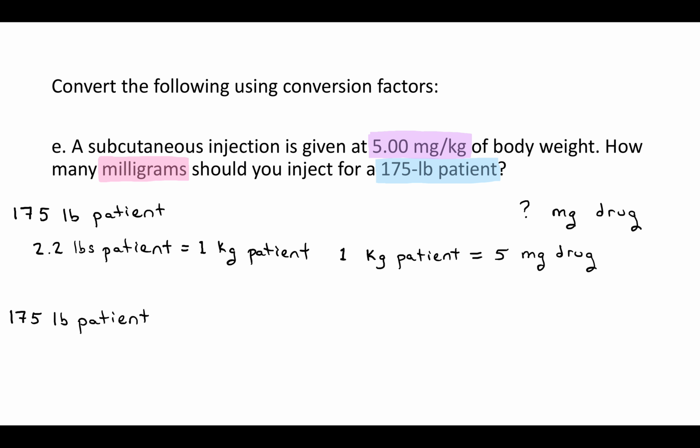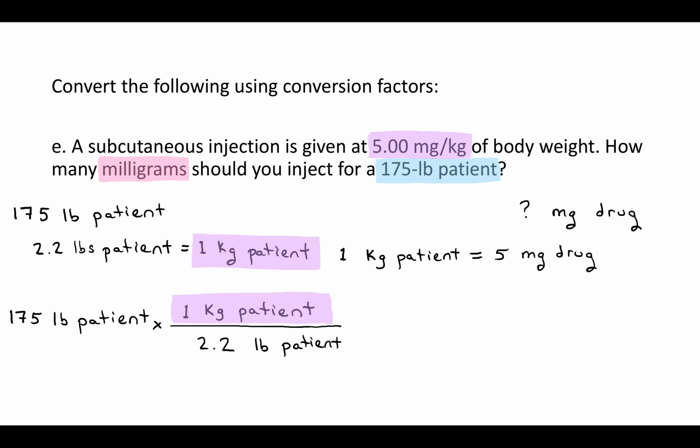Every time you do a conversion, you write a multiplication sign and a fraction bar, and the units you have on top go on the bottom, so they'll cancel out. Then I'm going to fill this first fraction in with my first conversion factor. So next to pounds of patient is going to go 2.2, going over the fraction bar like going across the equal sign, and on top we'll have 1 kilogram of the patient. Pounds of the patient cancel, we're left with kilograms of the patient, but we don't want kilograms of the patient, we want milligrams of the drug, so we have to do another conversion.